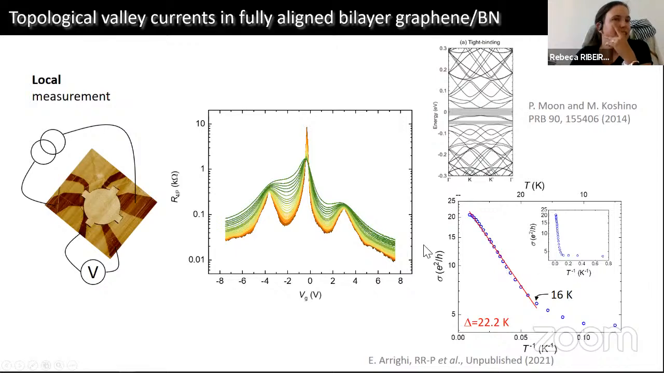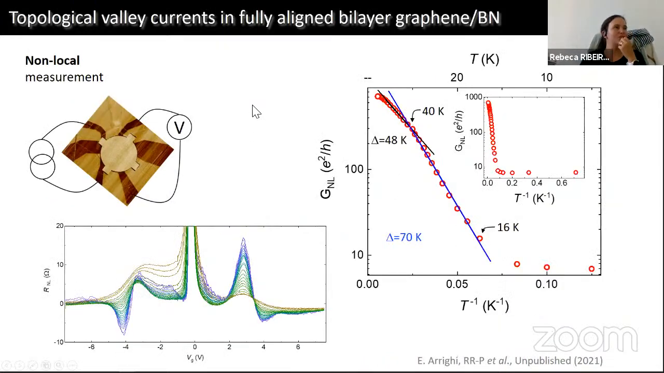We can see that this local resistance comes in two regimes. It comes in a thermally activated regime, which stops around 16 Kelvin, and at temperatures lower than 16 Kelvin, we can see more of a hopping regime, so it's a much slower regime. So okay, well, we have an energy gap. We can have some Berry curvature, and here we measure the non-local resistance to see what its evolution is.